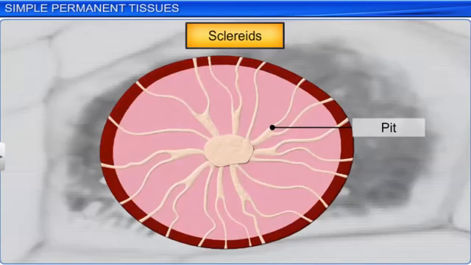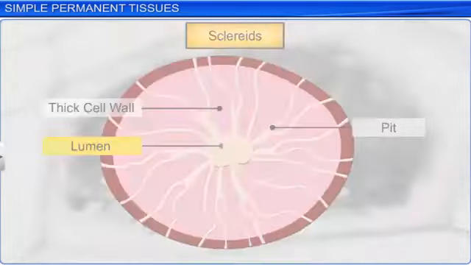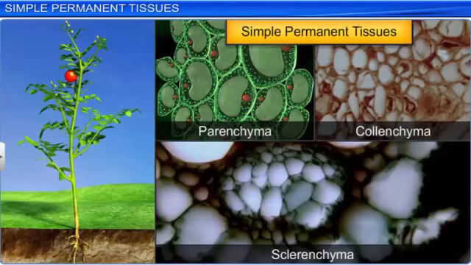Sclereids are short and thick-walled cells, generally spherical, oval, or cylindrical in shape. They are extremely thickened and have narrow cavities or lumen. They occur in the hard covering of seeds, the shells of nuts, and the pulp of fruits like guava, pear, and sapota. Simple permanent tissues are very essential as they provide protection, storage, support, and strength to the plant.